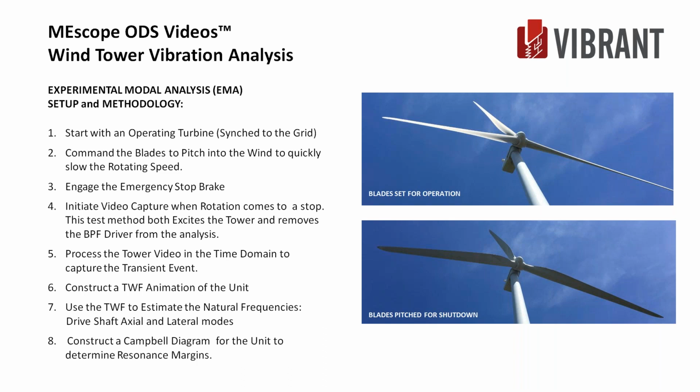And the way to go was the time waveform animation. So we set up a methodology. We started with an operating turbine, and we synced it to the grid. And the top picture here is the blade setting for normal operation. So you set it so that the leading edge captures that wind and turns the turbine. And once it's at high enough speed, everything lines up and it syncs to the grid, and you start generating power.